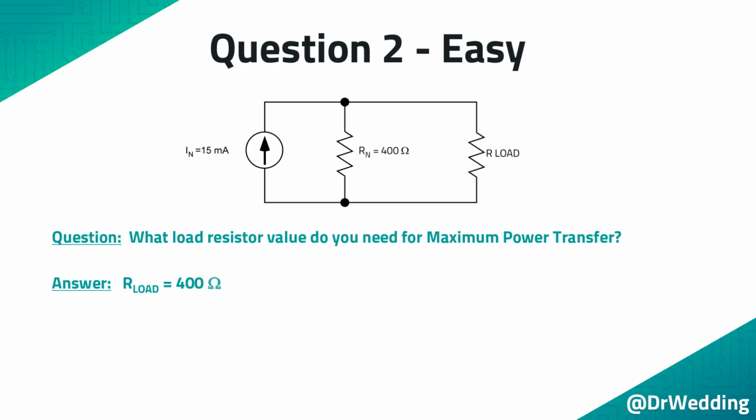Question 2 is equally easy. What load resistor value do you need for maximum power transfer? The load value would be the same as the Norton resistance, so the load needs to be 400 ohms.